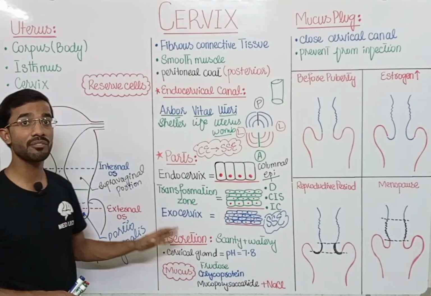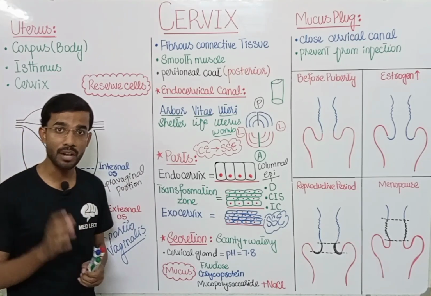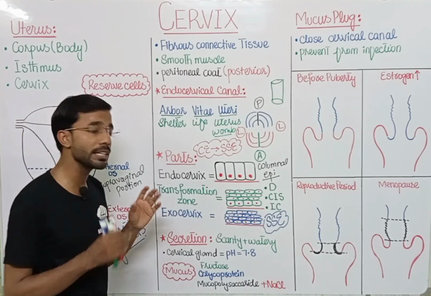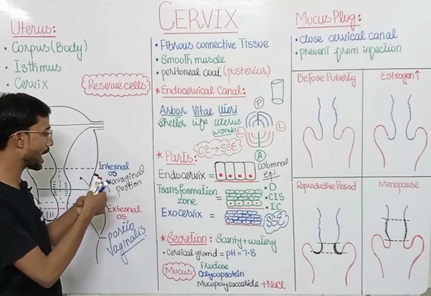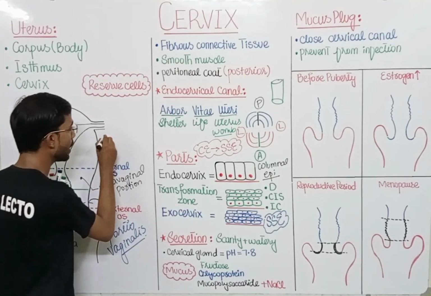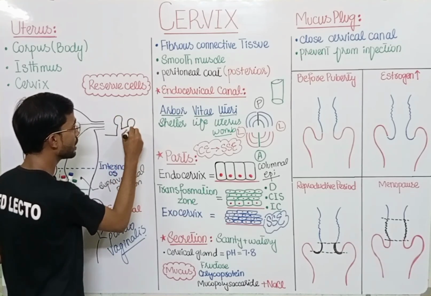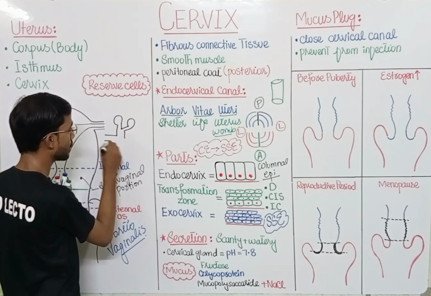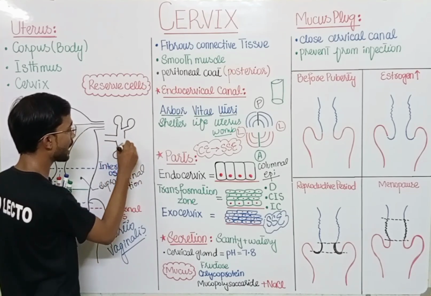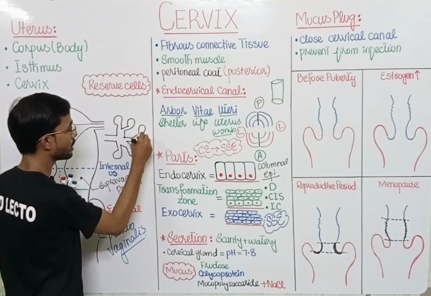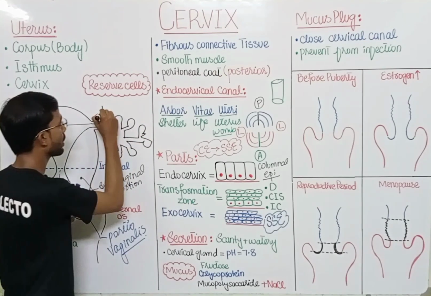So cervical glands are present in the cervix, mostly the racemose type. The racemose type looks like this. If you see, just like the racemose structure, here are the racemose-like structures of the cervical gland.